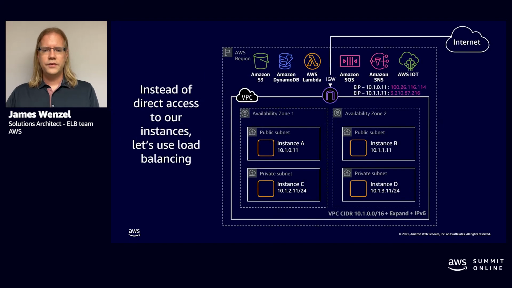So instead of direct accesses to our instances, before we were showing the one-to-one EIP NAT to our public instances, there's another way of handling this, as well as giving us elasticity and the ability to actually send traffic to our back-end systems without overloading one or the other. And that's to introduce load balancing.